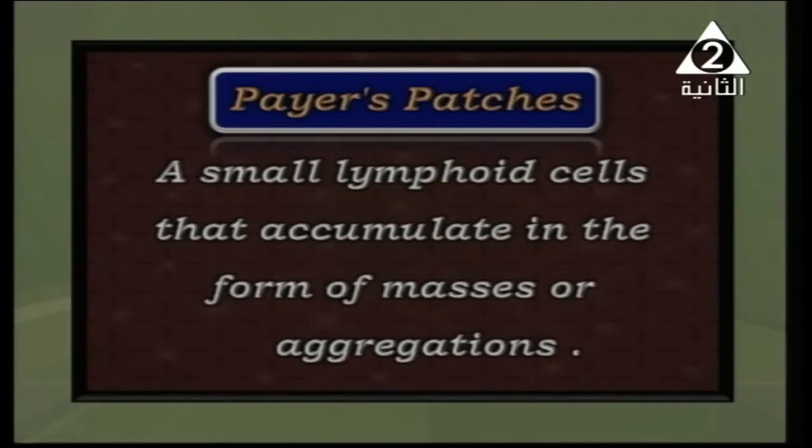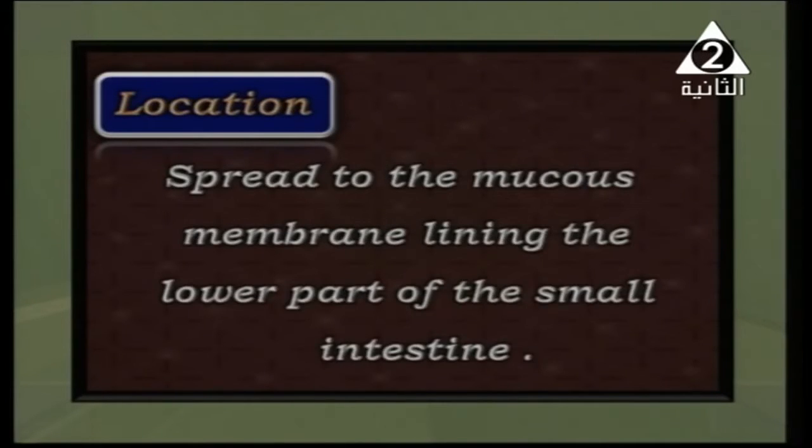They are small lymphoid cells that accumulate or aggregate. Accumulate means they are grouping in the form of masses or bulks, and aggregations, I mean the grouping together. Where they are located, they spread to the mucous membrane that lines the lower part of the small intestine. Do you know that our digestive system consists of how many parts? Like we have a small intestine and large intestine. Each part of them is covered in such a way. So we have here something called what? The mucous membrane. This mucous membrane lines the lower part of the small intestine.